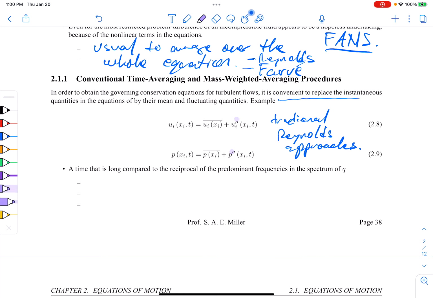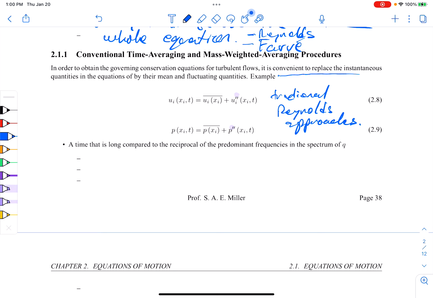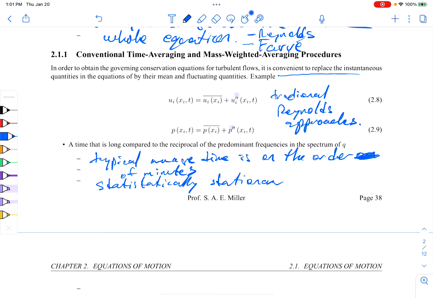And just to remind you of some of the rules for how long these averages might take to get statistically independent solutions for the averages, you might say, well, typical average time is on the order of minutes for a typical one-tunnel test. And it would be only useful if your averages are really independent of the time t. And that just means you have a statistically stationary flow. For these cases, and remember the fluctuations are not too large.